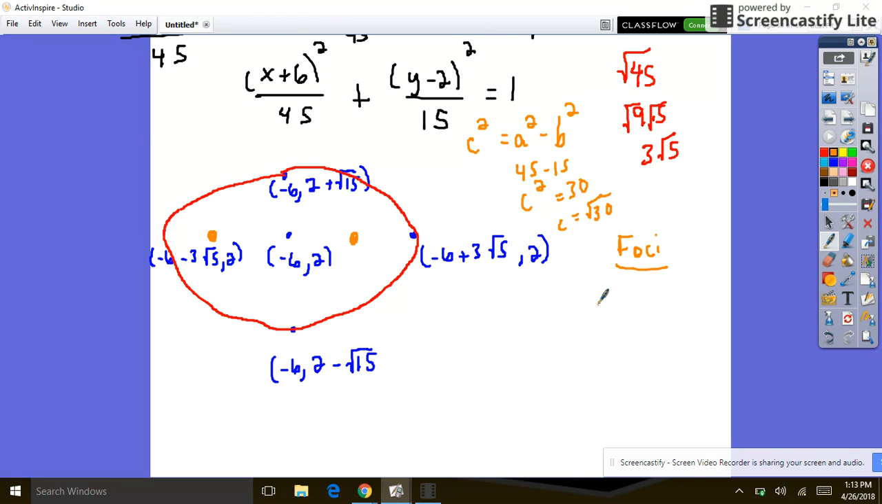You know what I'm going to do? I'm just going to write it right here. So can I just do this? Negative 6 plus or minus square root of 30, comma 2. And that's fine. Your foci, yeah. Which are these points, this point and this point. You just draw it like this, yeah. It's a lot easier, honestly, to draw it like this.